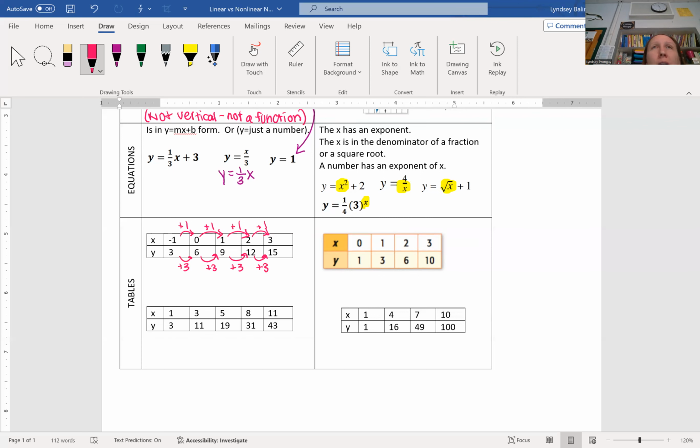So our x's, because they moved at a constant rate, we can now see that our y's are also moving at a constant rate. Okay, and this would be a linear function because the rate of change is always the same. We could actually take it a step further and say the slope of this is going to be the change in the y's over the change in the x's. The y's changed by 3, the x's changed by 1. So our slope of this table would actually be 3.